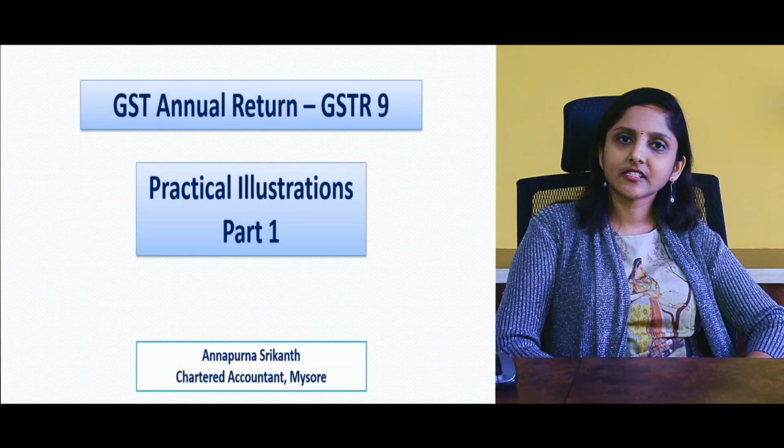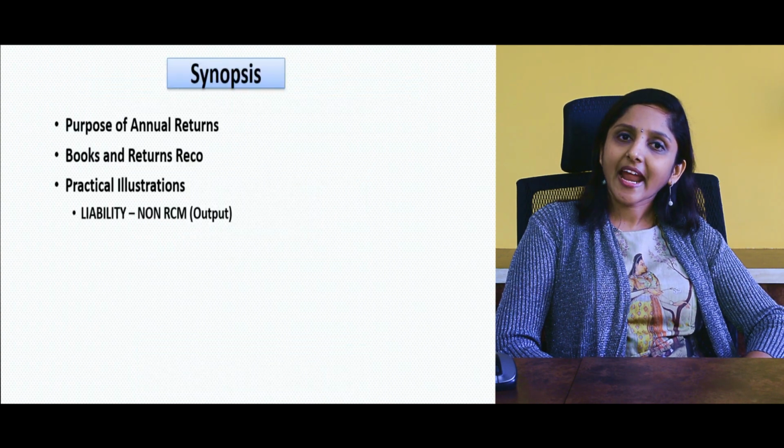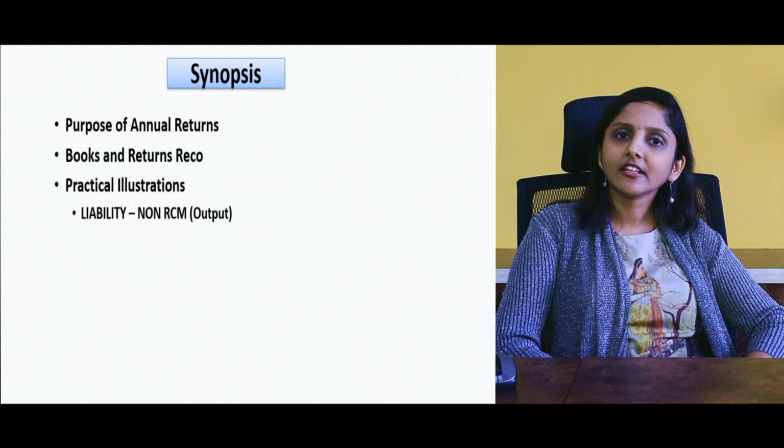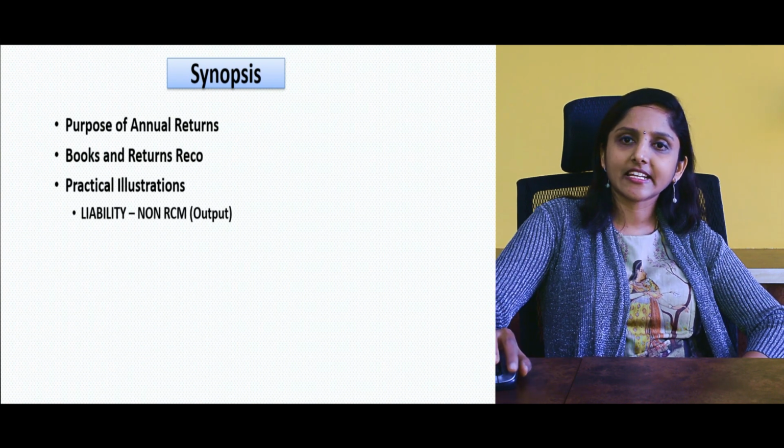So the purpose of this video is to cover an understanding of why annual returns are required, and as an outcome of reconciliation between books and my GST returns already filed, what would be the course of action and how the same requires to be reported. These practical illustrations would be covered. As a first part of this series of videos, in this part we would be covering the practical illustrations pertaining to liabilities, which is the non-RCM related, output tax related.